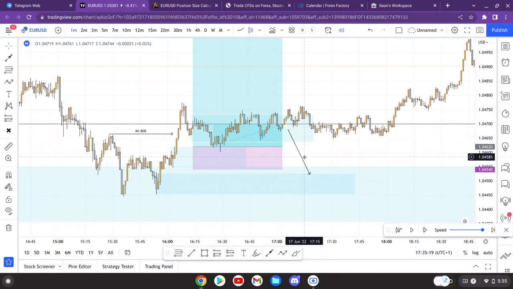But yeah, that's pretty much how to place a trade. If you've got any questions or you found anything confusing, be sure to let me know.